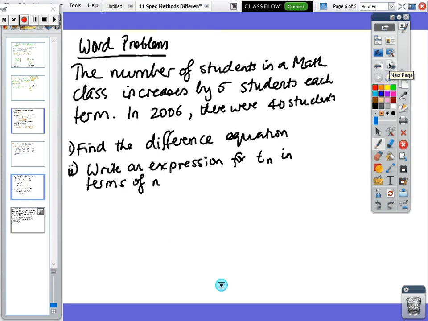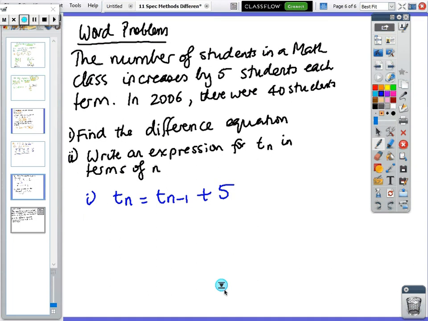Okay, so we've just got one word problem to do. The number of students in a maths class increases by 5 students each term. In 2006 there were 40 students. Find the difference equation, and then write an expression for Tn in terms of n. So first part, Tn relies on the previous number, and then we're adding 5, and that's it. That's how the first one comes as a difference equation.